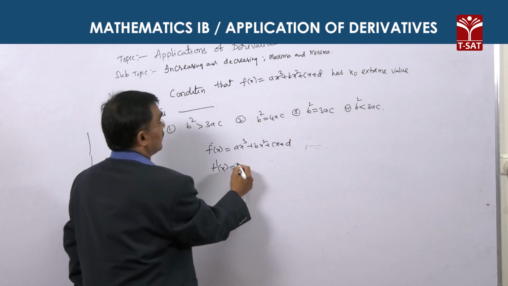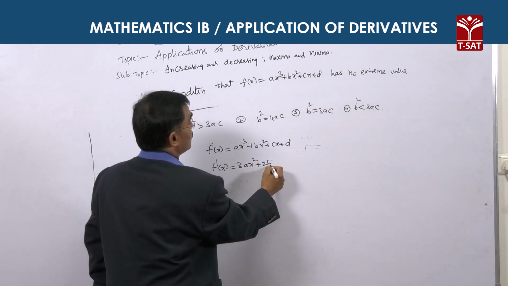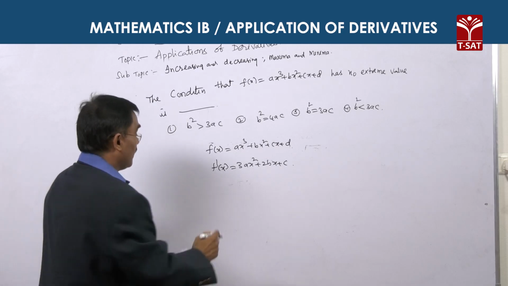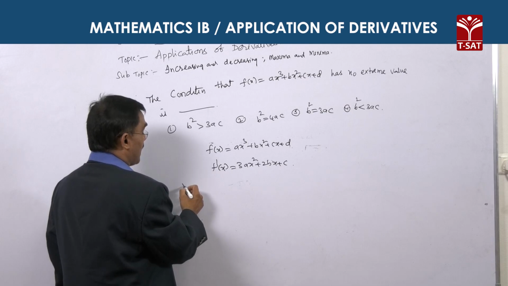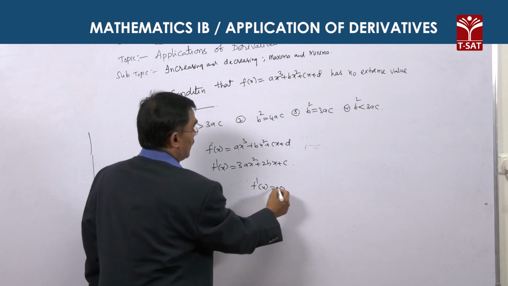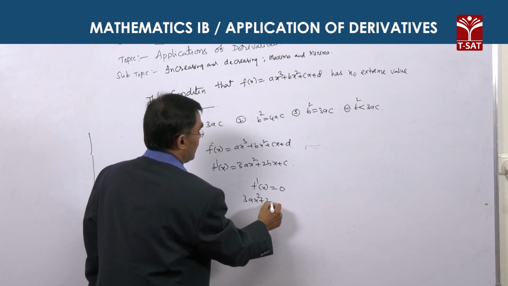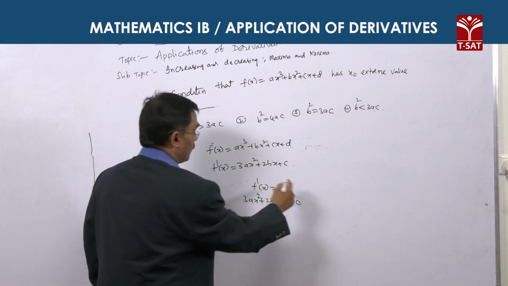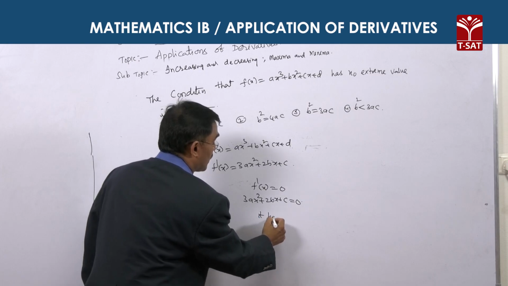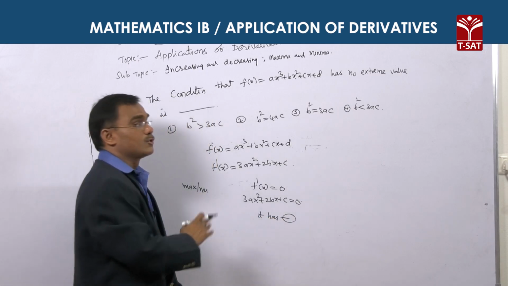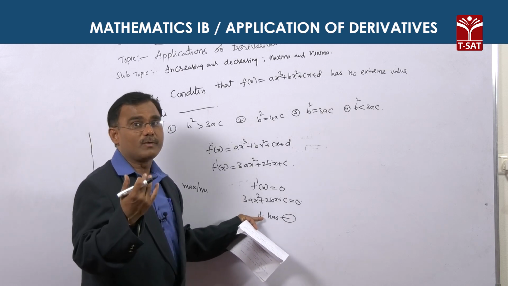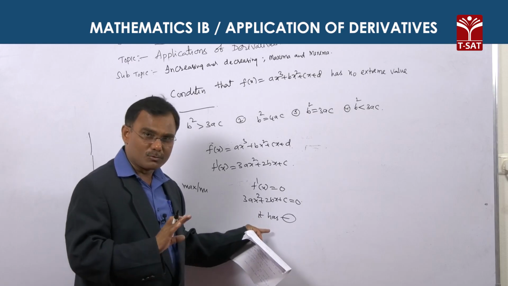f dash x is equal to 3ax square plus 2bx plus c. So this is a quadratic equation. For the extreme values, for the maximum or minimum, f dash x is equal to 0. So 3ax square plus 2bx plus c is equal to 0. Since it has no extreme values, there are no real roots. If real roots are there, there is a maximum and minimum. No extreme value means there is no maximum and minimum value.